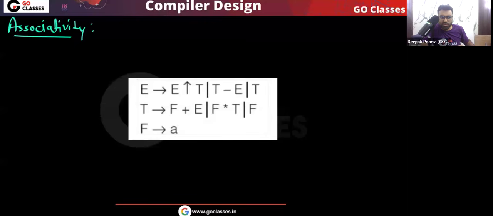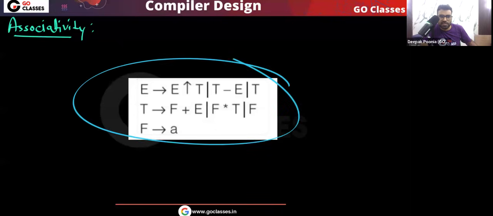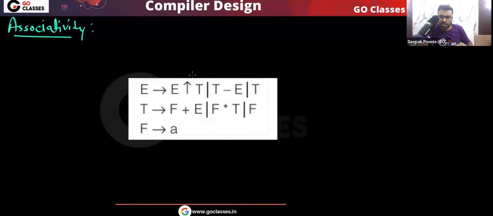This is a doubt one student is asking, so let me answer it. This is the given grammar, and the student is asking what are the precedence and associativity of different operators. Okay, let's talk about the associativity. What is the associativity of this arrow? Look at this production. This is left recursion: e is calling e, and this e is at the leftmost position. So this arrow is left associative. For left associativity, we use left recursion.